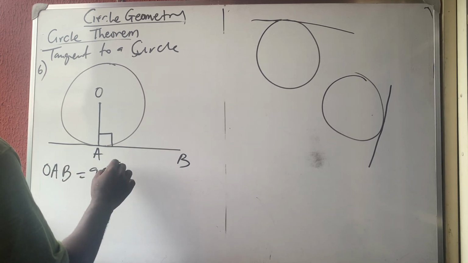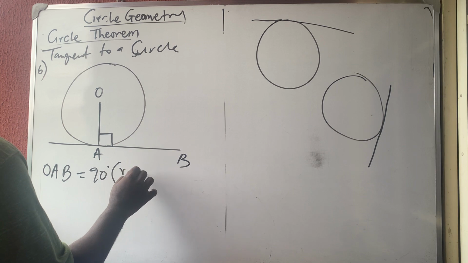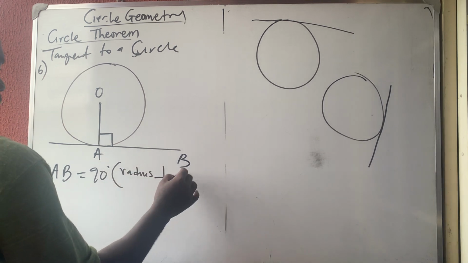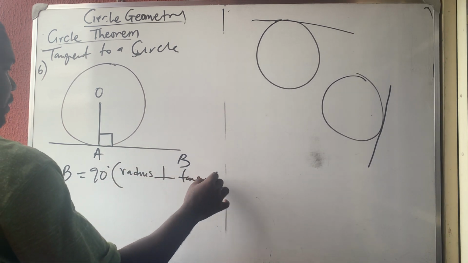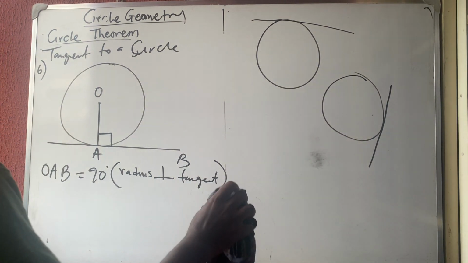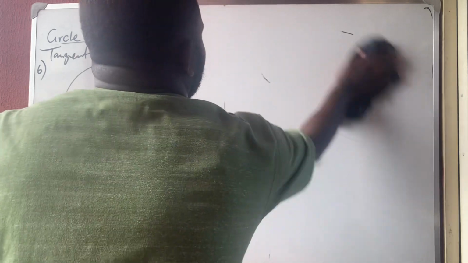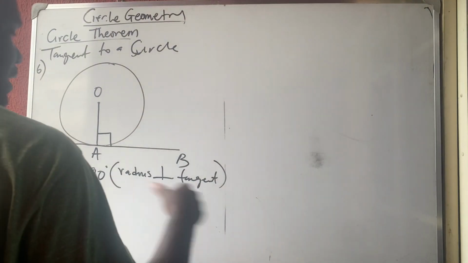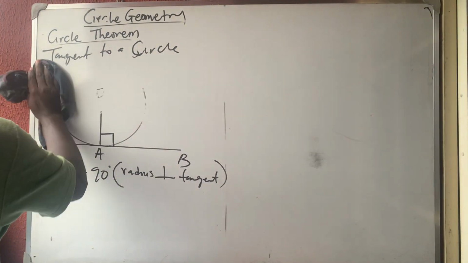The reason is what? Radius is perpendicular to tangent. That is how we write it. The radius is perpendicular to what? To tangent. So the next one we need to know, number 7, we are still on tangent.